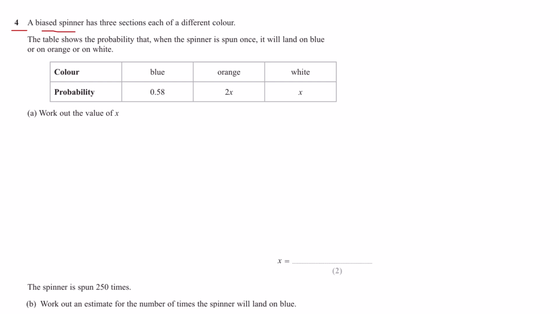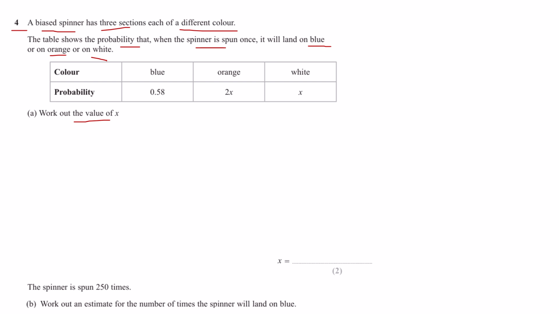A biased spinner has three sections, each of a different color. The table shows the probability that when the spinner is spun once, it will land on orange or on white. So it lands on blue, or orange, or white. Work out the value of x.